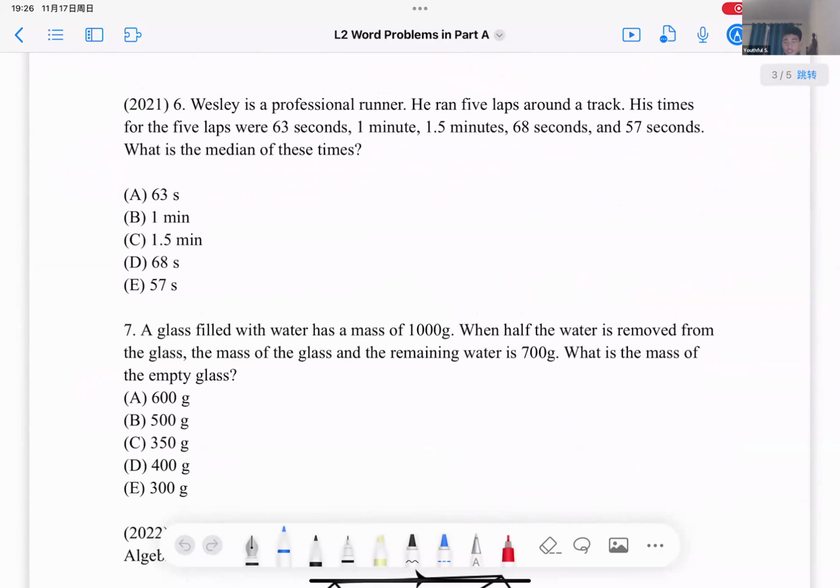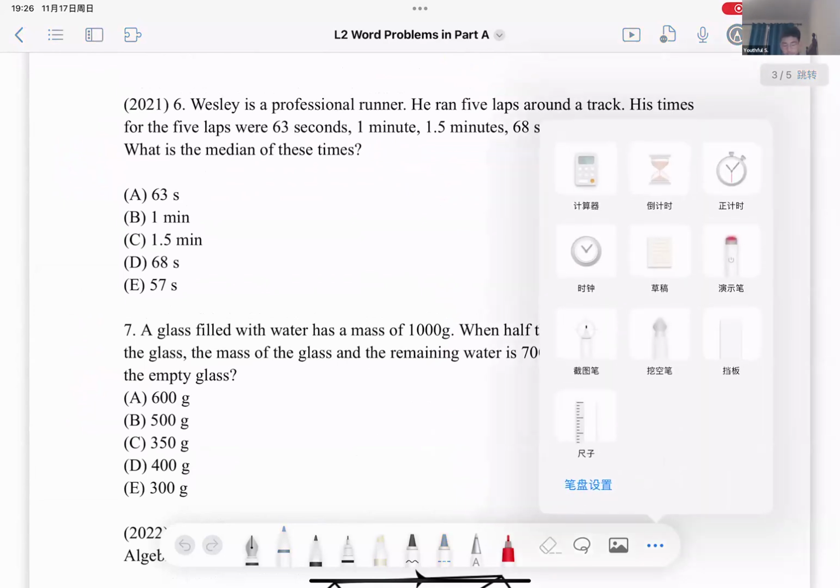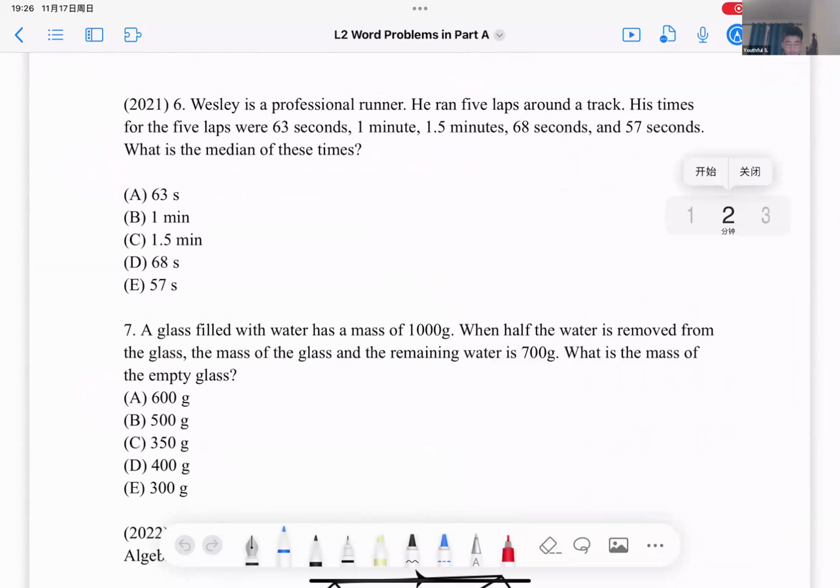So, let's give you guys 2 minutes to do those 2 questions. It's just, again, quite easy. Okay, let's go.